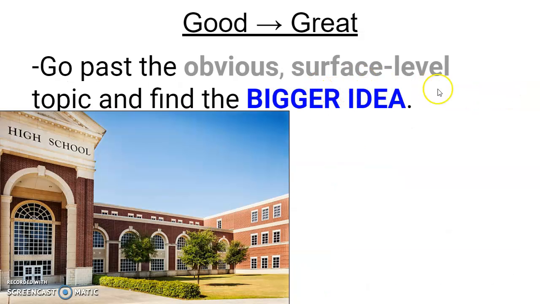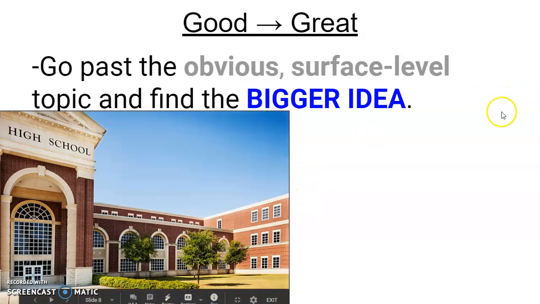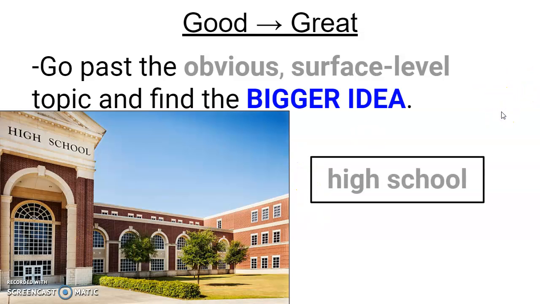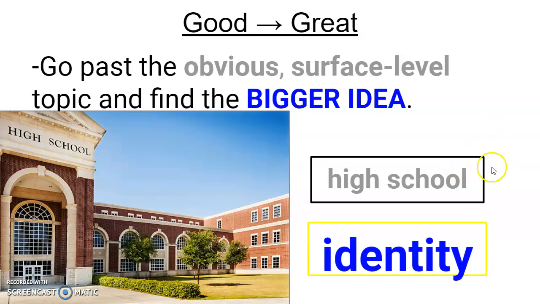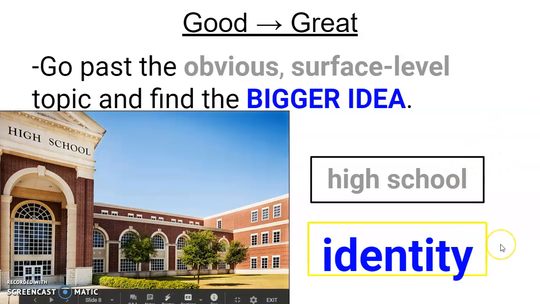Let's try again. In order to go from good to great, we're going to try to surpass the obvious surface level and find the bigger idea. This time, we're reading a fictional book about school. Of course, even in the description, I am saying this obvious topic, high school. However, we are going to search for a bigger concept within that. So although the book might be about high school as a surface level topic, a deeper level might be that the character is finding their own identity within the text.